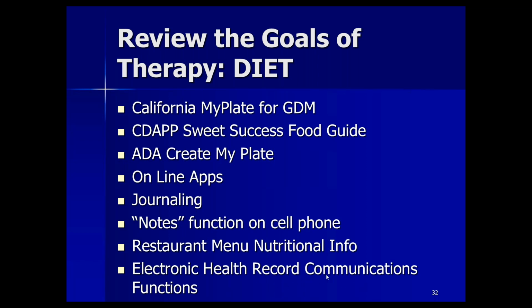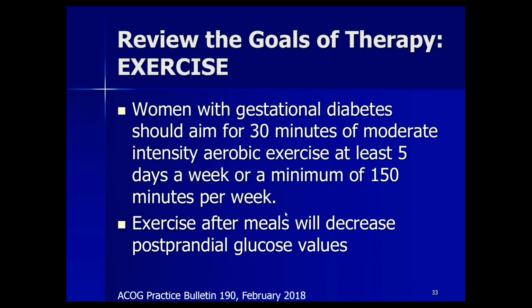Cerner Health has one where you can use things like MyChart to communicate directly with your patient without anybody having to travel. So those are just some of the resources you can use to improve those dietary goals.